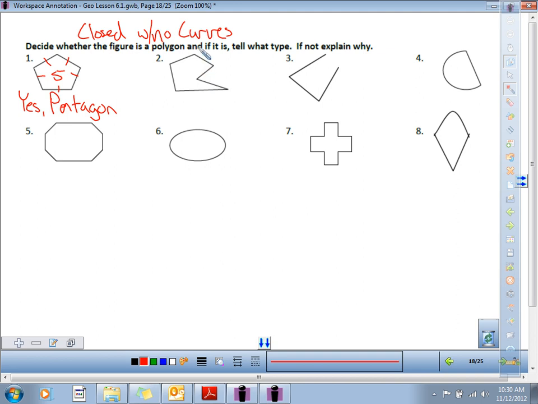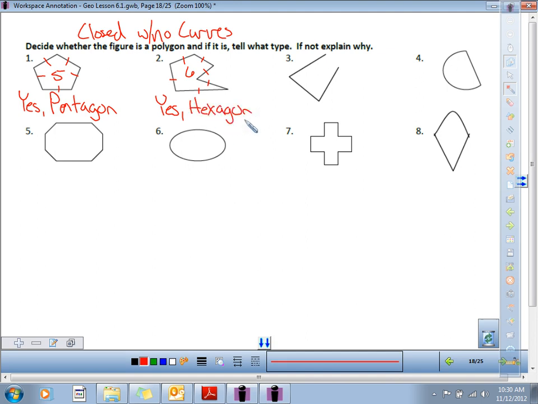All right, let's go to number 2. Is it closed? Yep. Every side meets another side. Is it curved? Nope. So is this a polygon? Yep. So this is a yes. Now, more specifically, 1, 2, 3, 4, 5, we have 6 sides, so we would call this guy a hexagon.